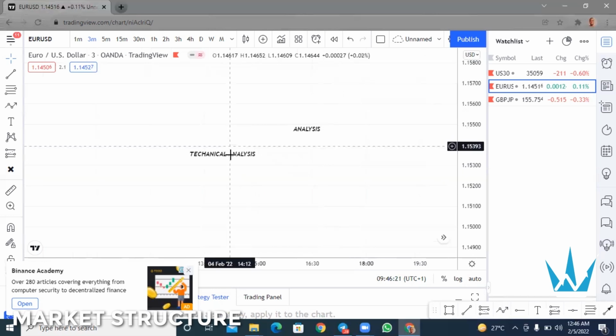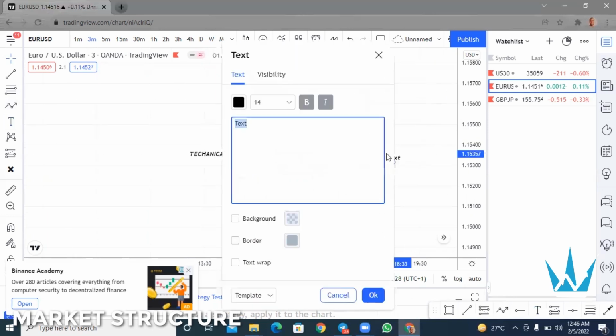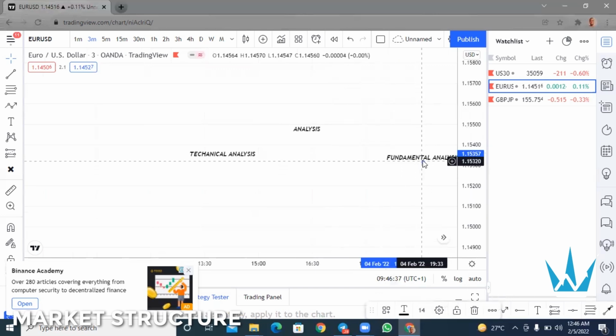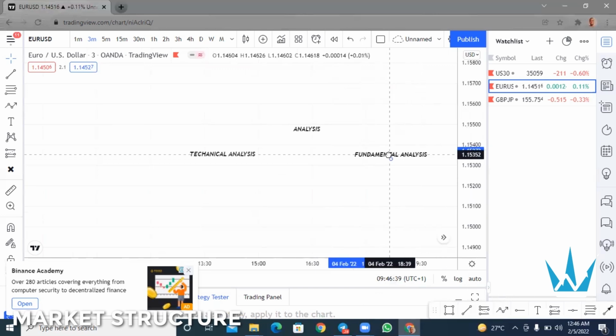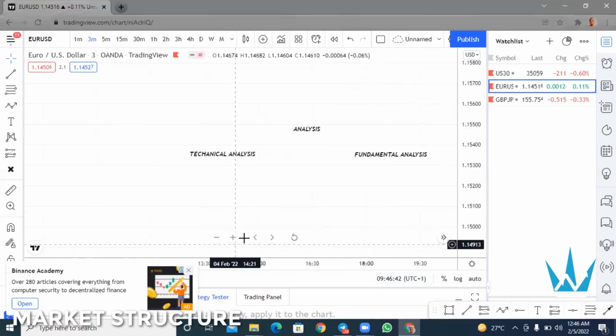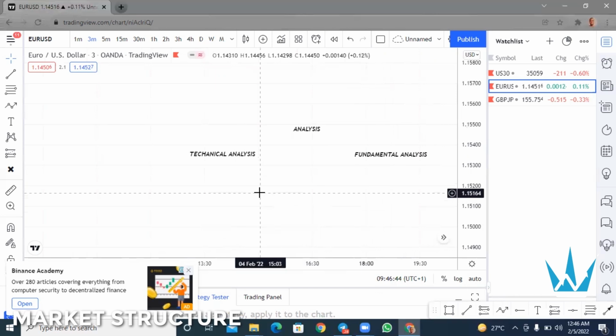So that's technical analysis, and we have fundamental analysis. In fundamental analysis, this is the use of news and real life occurrences to know when to buy or sell in the forex market.